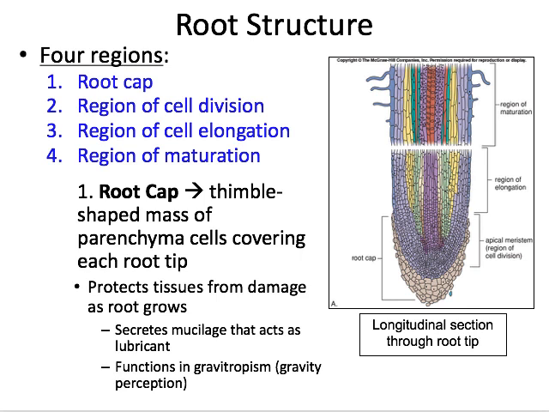Some other functions of the root cap include that it secretes a mucus that acts as a lubricant to help those little roots grow through the rocks and dirt in the soil. And another function of the root cap is that it functions in gravitropism, which is the fancy word for gravity perception. We'll learn more about gravity perception once we do our plant growth lecture later in the semester.